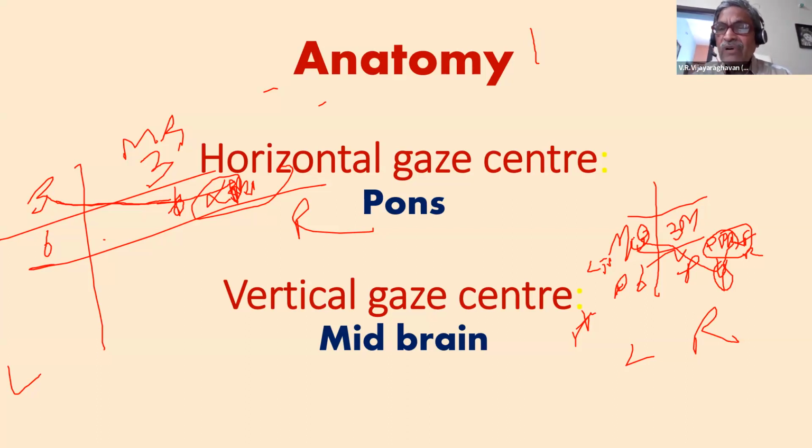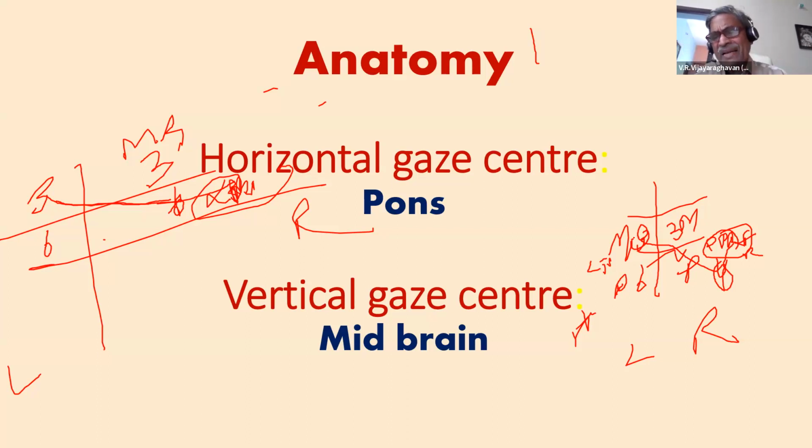The questions are what now? Where is the horizontal gaze center present? In the pons. What do you mean by that? PPRF, the paramedian pontine reticular formation, is the gaze center. We have two gaze centers, the right PPRF and the left PPRF. When the right PPRF is stimulated, the eyes will go towards the right side. When the left PPRF is stimulated, the eyes will go towards the left side. That's all you are supposed to know.